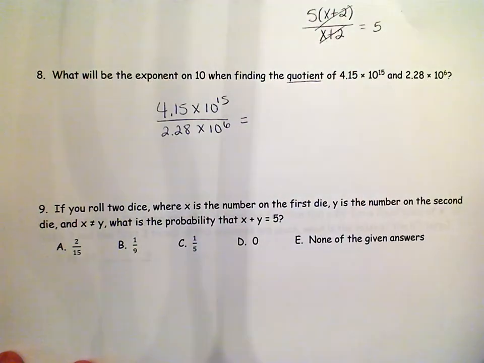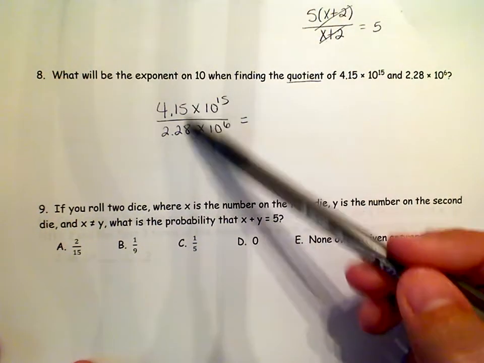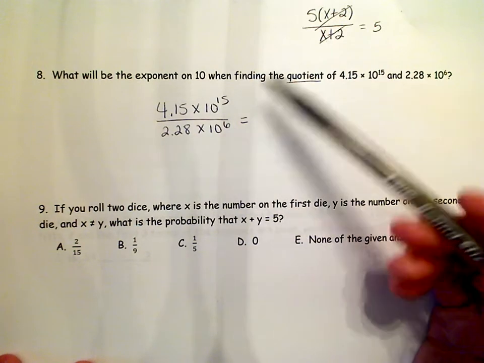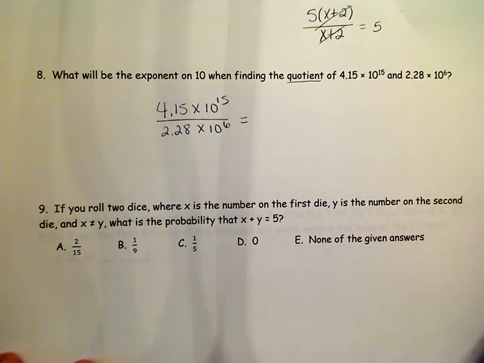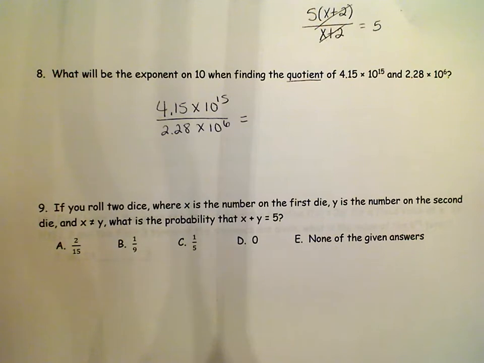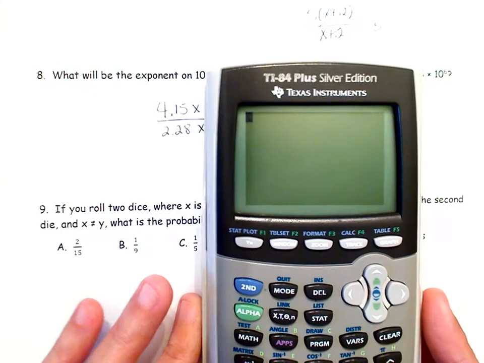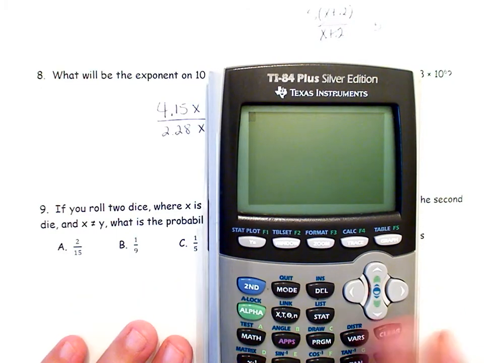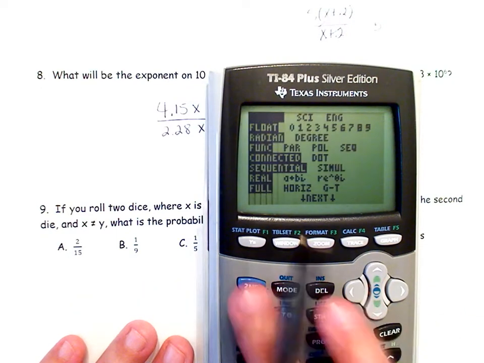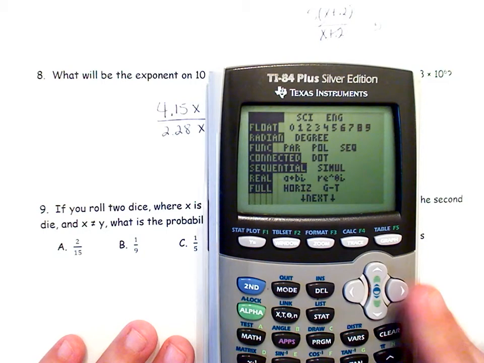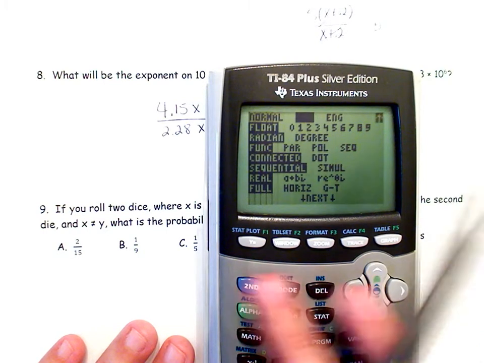Now there's a couple ways that you could do this. You could divide and subtract your exponents like we learned before. Most of you are probably just going to plug it in your calculator. What I would suggest when you're dealing with scientific notation is I would put my calculator in scientific mode. So if you hit the mode button, which is next to the second button, the second one over says SCI, and then we can get back out of that.